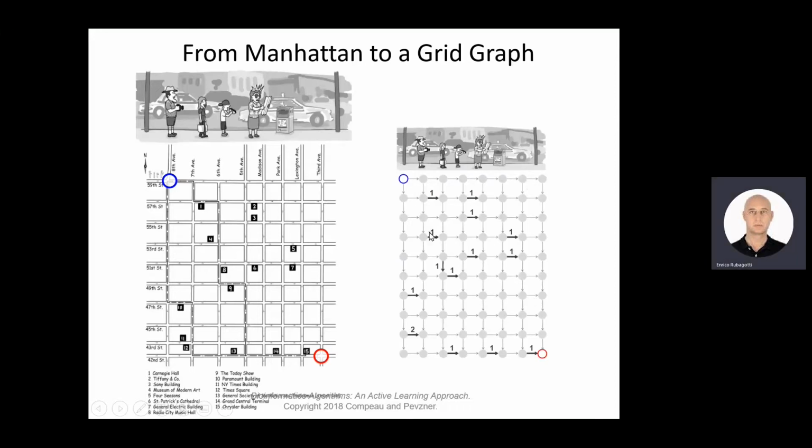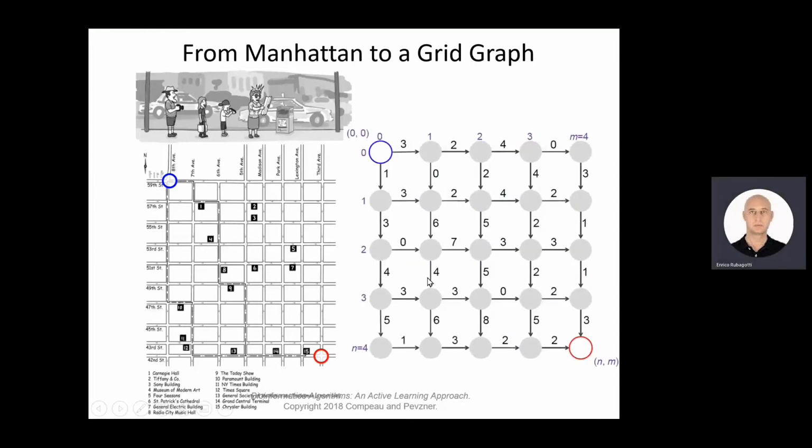This is a way to represent the same problem in which all attractions have a value 1. Now I'm going to change. I'm going to give to each arc in the graph a different value. For example, this one is the value 3, this one is the value 2, this one 4.